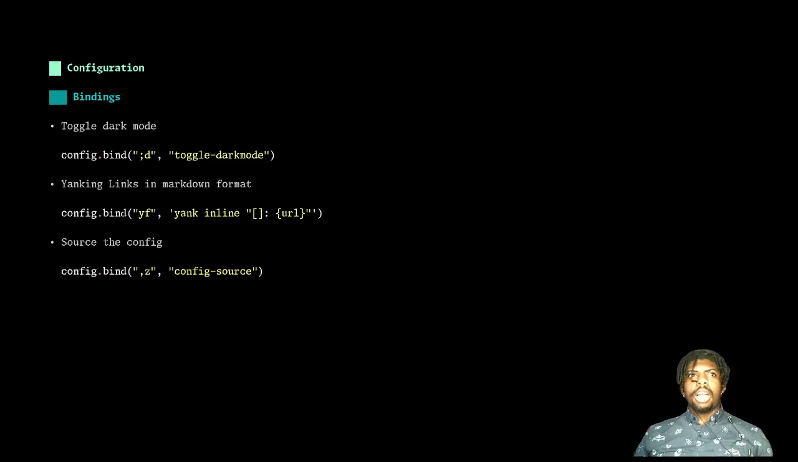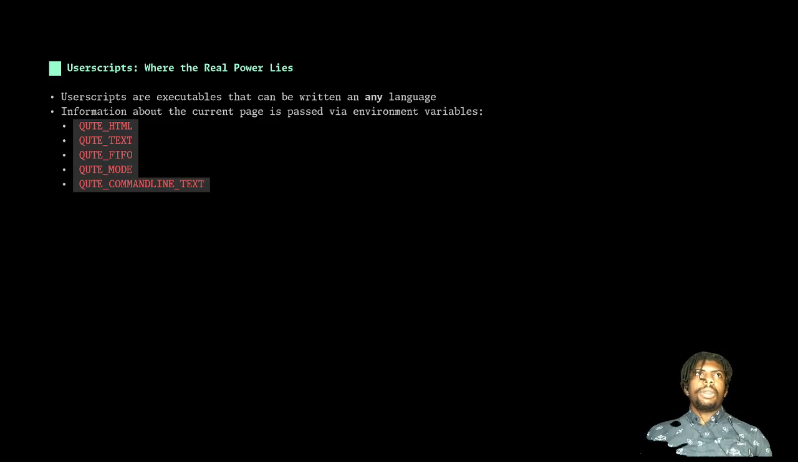And then, of course, there's the common ones like sourcing our config file. Now, where the real power shows itself is truly in these user scripts, which again is a bridge between the browser and the underlying OS. The way that these communicate is through a first in, first out. And all the information about the browser is given through environment variables. I have a few here, for example.